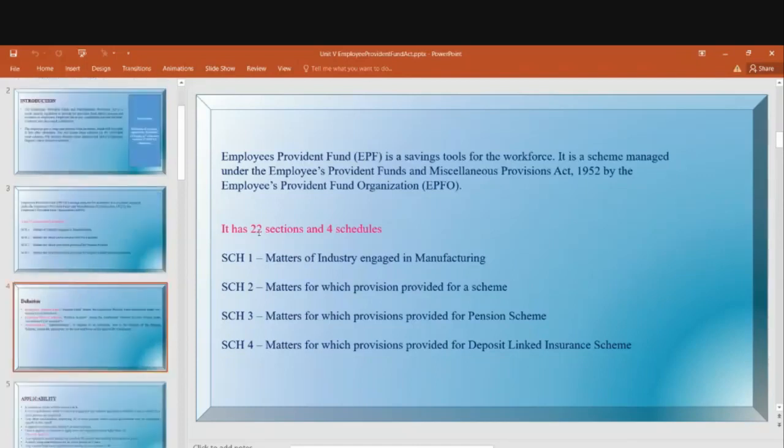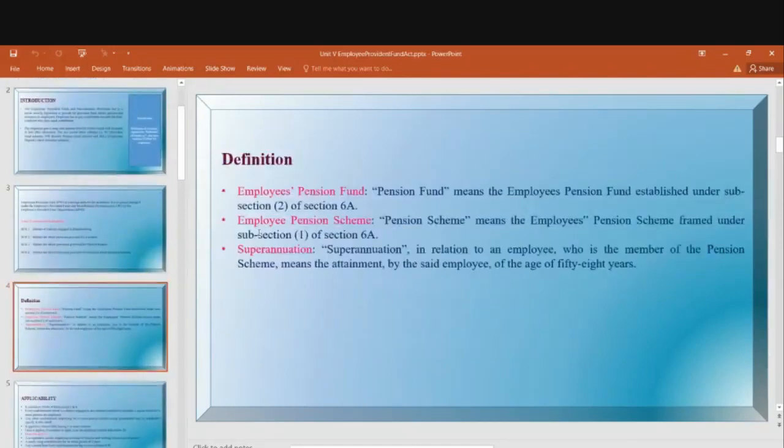These are some of the definitions that we should be clear about with regard to this act. The first one is the Employees Pension Fund. Pension fund means the employees pension fund established under subsection 2 of section 6A. And employee pension scheme means the employees pension scheme framed under subsection 1 of section 6A. The next important term is superannuation.